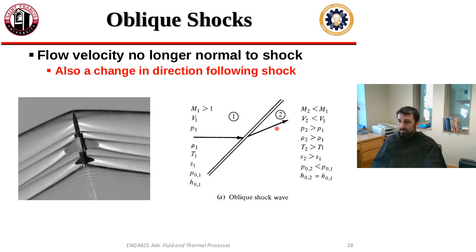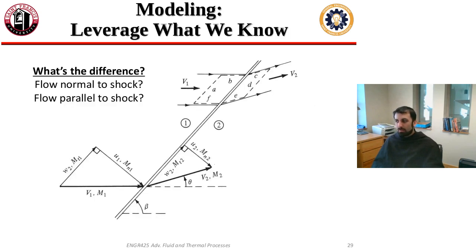So that means that we don't just have a component of velocity normal to the shock wave, we have one that's parallel to the shock wave as well. So if we drew that out, it might look something like this. In a normal shock, flow parallel to the shock wave was 0. Here it is non-zero. We're going to have a look at that.